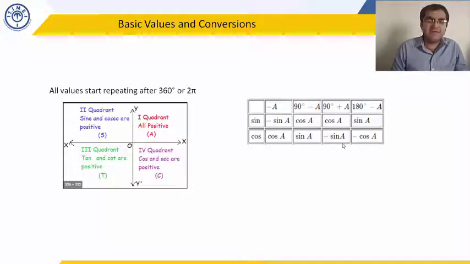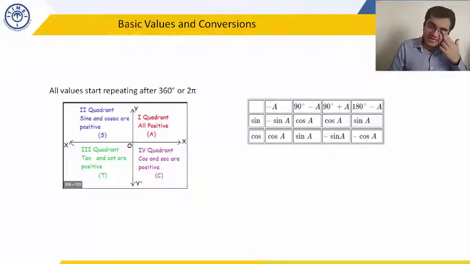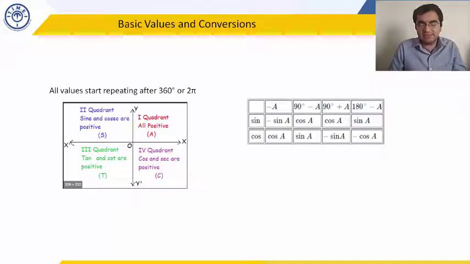Okay, now please take 30 seconds and redo this for tan. What is tan of minus A? Tan of 90 minus A, 90 plus A, and 180 minus A. So similarly, when there is a change for 90 plus minus A, there will be a change for 270 plus minus A also.